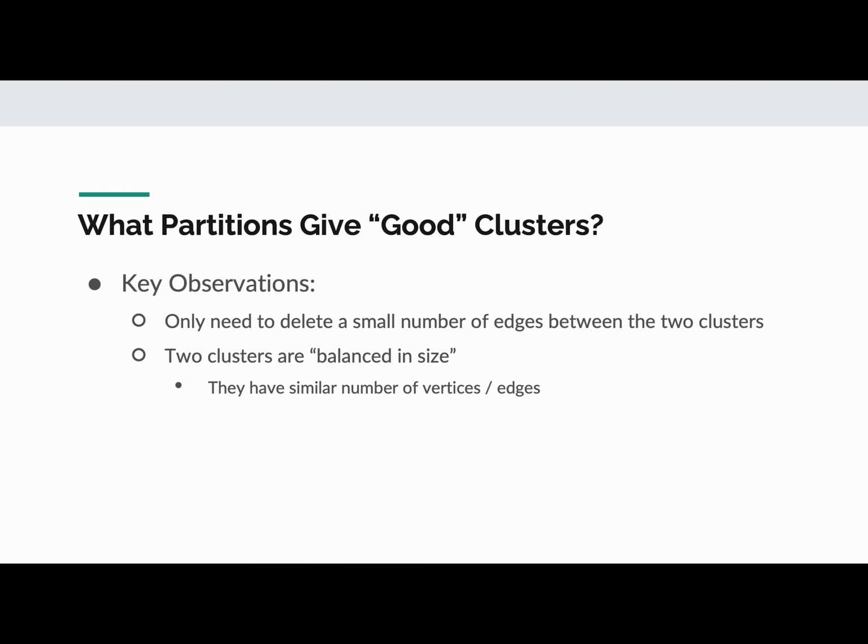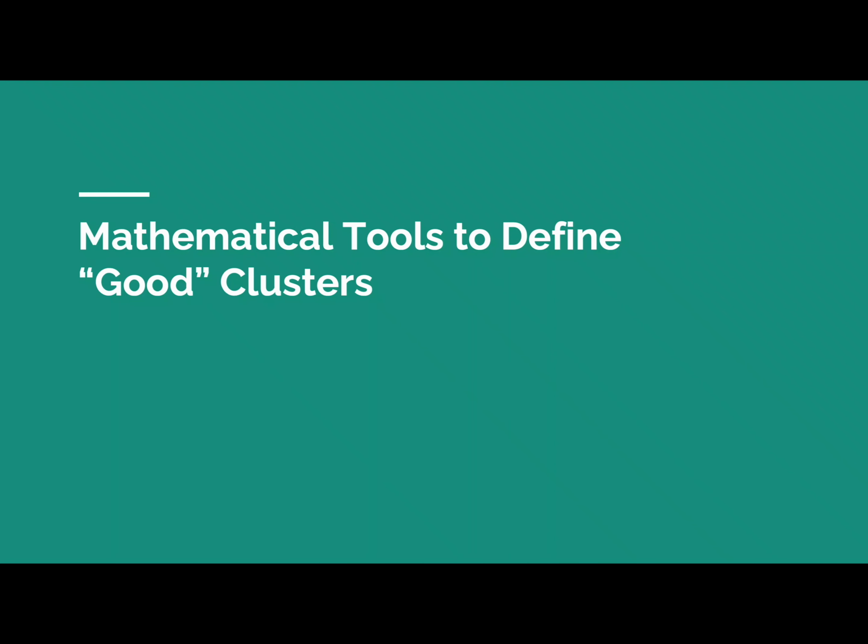So the two key observations we made from these two examples are, to get a good two cluster, we only need to delete as few edges as possible. Also, two clusters must be balanced in size. That means they need to have a similar number of vertices and edges from the induced graph of the clusters. Next, we introduce some mathematical tools to define good clusters that satisfy the observations we made from the two examples.